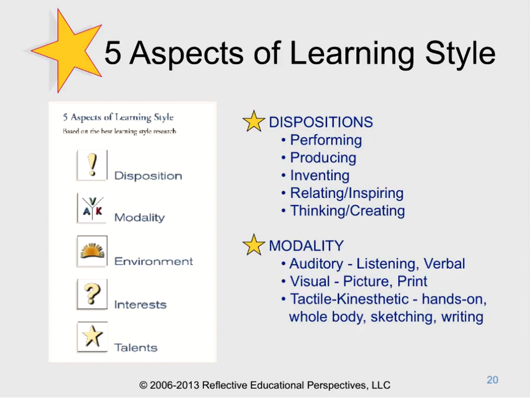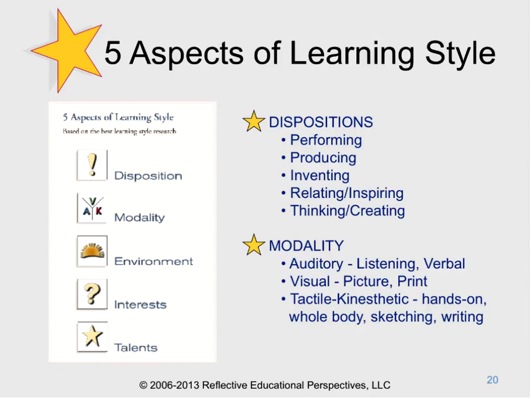Now, in modality, we've got different types. Again, auditory, we've got listening or verbal, meaning you have to say it out loud and hear yourself. For visual, we have picture or print. For tactile kinesthetic, we have hands-on, whole body, sketching, and writing. Now, looking at these, you can probably guess which are the dispositions and which are the modalities that fit the magic formula for the classroom, the traditional classroom.